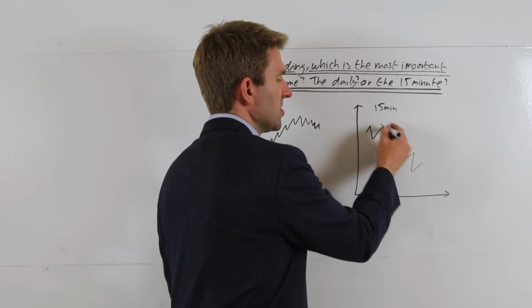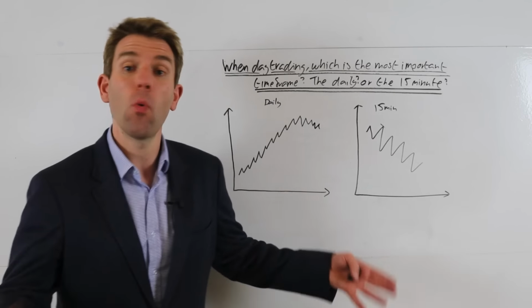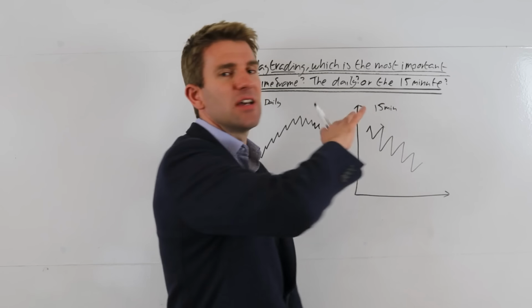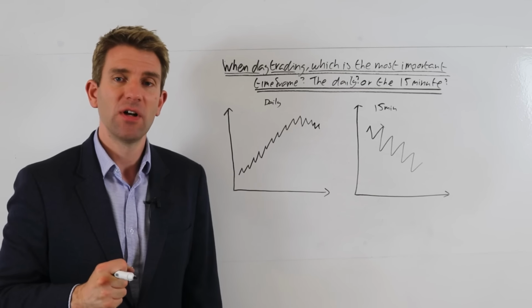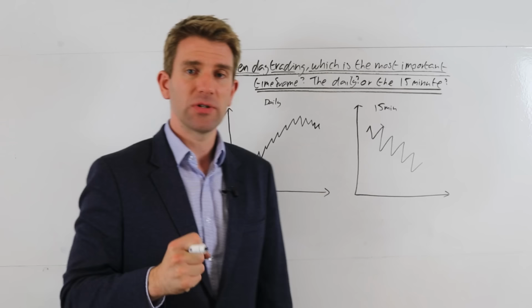It's a bit of a range actually, isn't it? A bit of a range downtrend. You can draw a trend line there, but whatever. The point is we've got two things that are in counter trend to each other. So which is the most important?